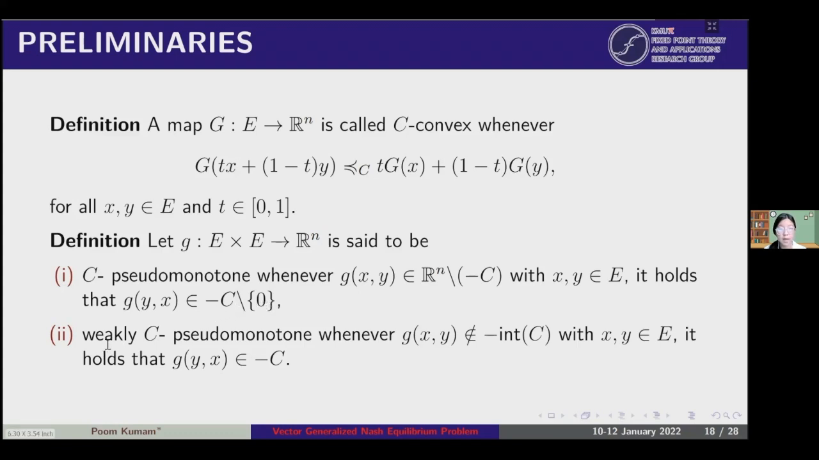And we can say that G is weakly C pseudo-monotone whenever G of x,y does not belong to the set minus interior of C. Then it holds that G of y,x belongs to the minus cone C.